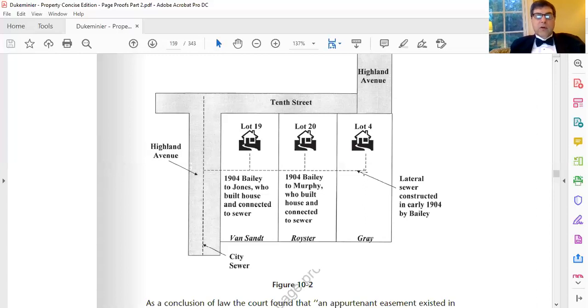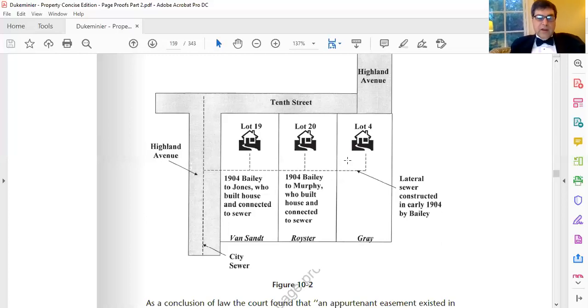One theory that the court spends its time on is that there was an implied easement created at the time that Bailey sold lots 19 and 20 to Jones. The alternative theory is that they have since acquired an easement by prescription. That's a theory we'll look at later, but the court doesn't need to get to it because of its resolution of the implied easement point.